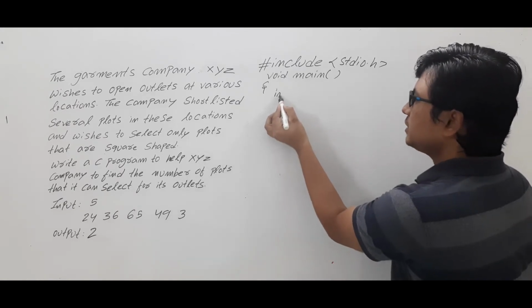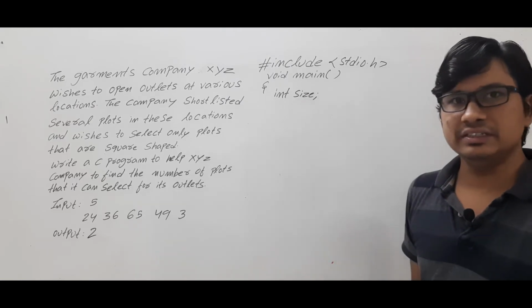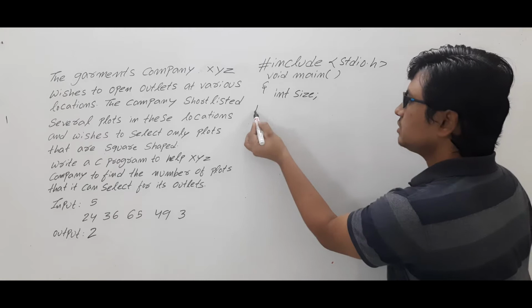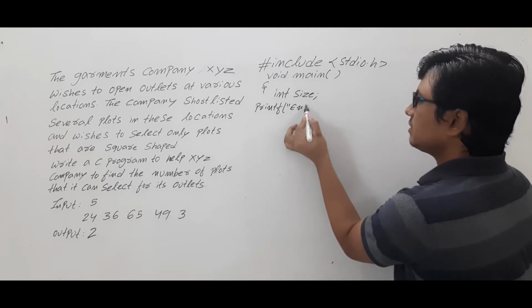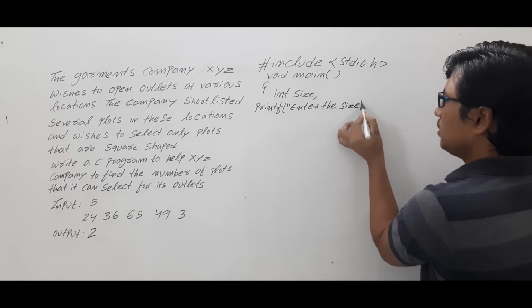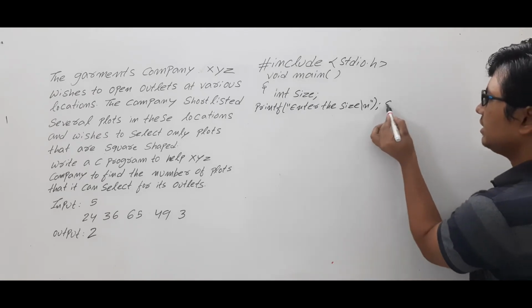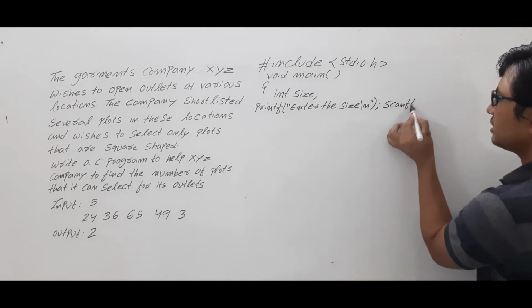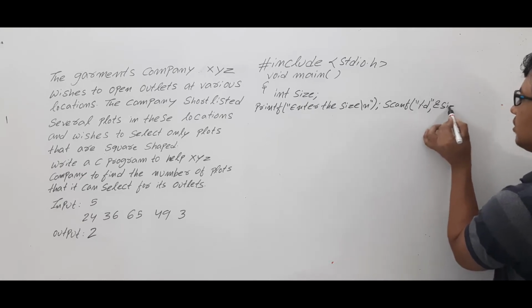Now I need to declare a variable called size of integer. Now I will ask the user to enter the size. Printf enter the size. Once the user has entered the size, I will read it with the help of scanf function. Scanf %d ampersand of size.